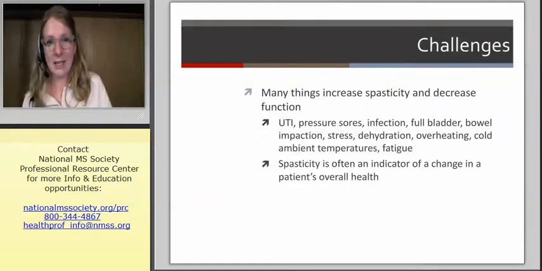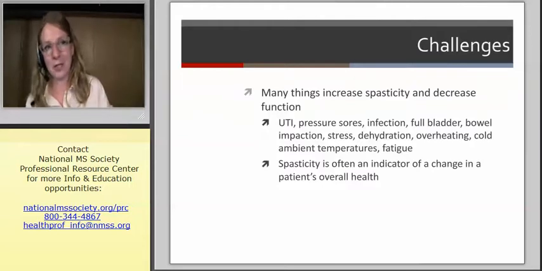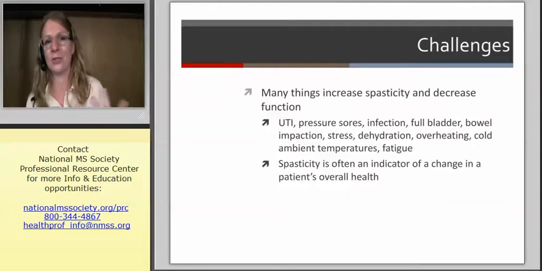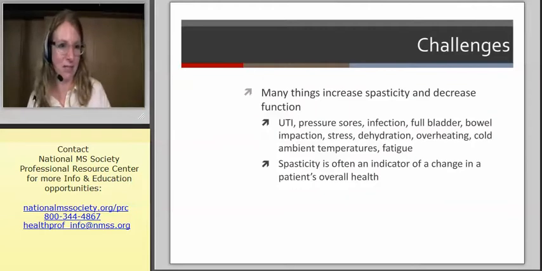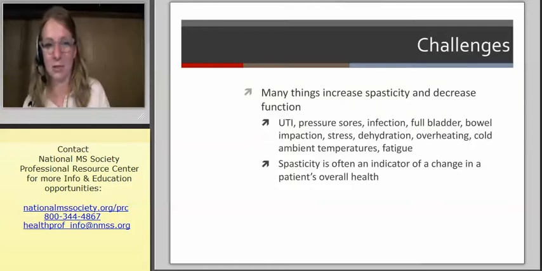Also, many things increase spasticity and decrease function: bladder infections, pressure sores, infections, full bowel, full bladder, stress, dehydration, overheating, ambient temperatures, fatigue. So if spasticity has gone up and the medication isn't changed, and it's going up and down and up and down, those are some other things to look at. What does your urine look like? When's the last time you had a bowel movement? How much water are you drinking? How hot are you? Check people for pressure sores. Those are easy things to help fix and manage, and their spasticity is going to go down. They're going to be more comfortable and probably more healthy in the long run, because those are all pretty bad things as far as health goes.